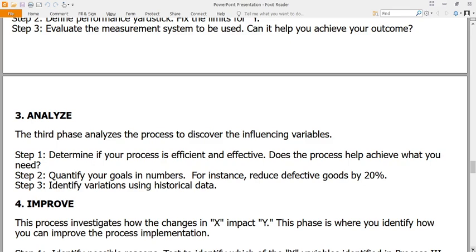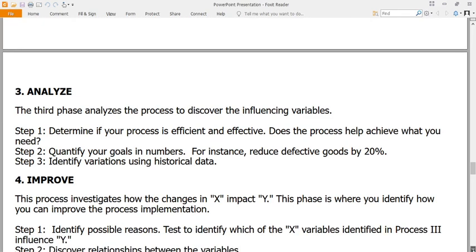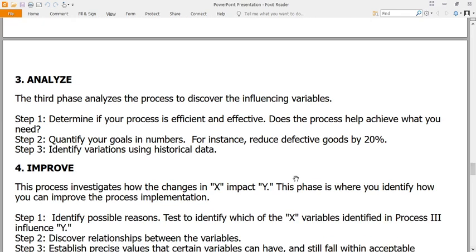So does the process help to achieve what you need? And then quantify your goals in numbers. For instance, if you want to reduce defective goods by 20%, identify the variations using the data. So in other words, you're measuring the influence of your suggested solutions to achieving your goals.